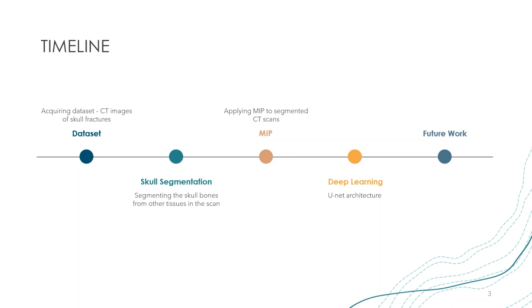This is the timeline. So these are the contents of the slides. Firstly, some information about the dataset used. Then we will move on to the pre-processing part, which is skull segmentation. Then I will talk about MIP, which is maximum intensity projection. After that, the deep learning architecture will be discussed, and finally, some future scope.